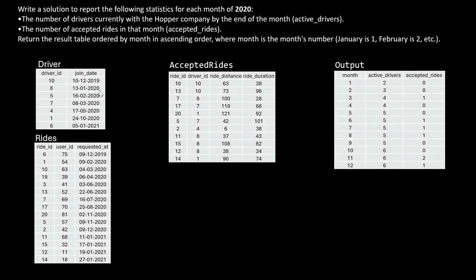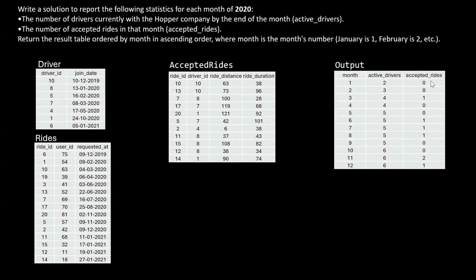So essentially, cumulatively, in January 2020 there were two active drivers, because two drivers had joined by this month. Similarly, in the second month of 2020, another driver with driver ID 5 joined the Hopper company, and now there are in total three active drivers till February 2020. So you need to find the cumulative sum of the total number of drivers who joined till that particular month. That's what we need to do as part of this metric.